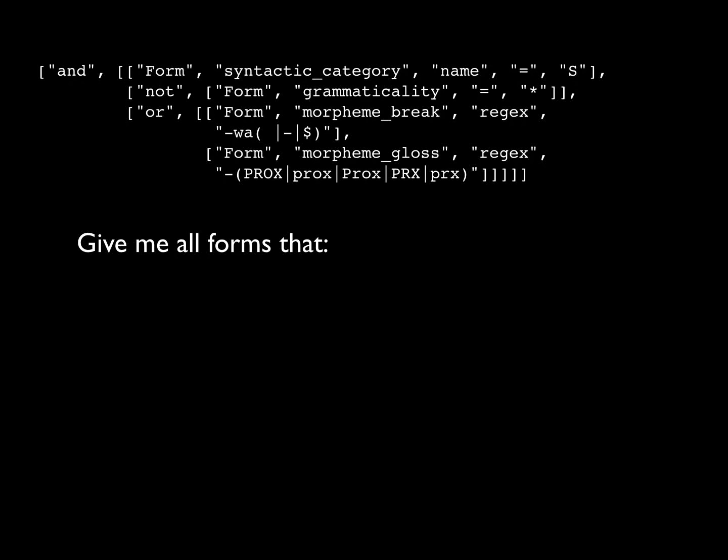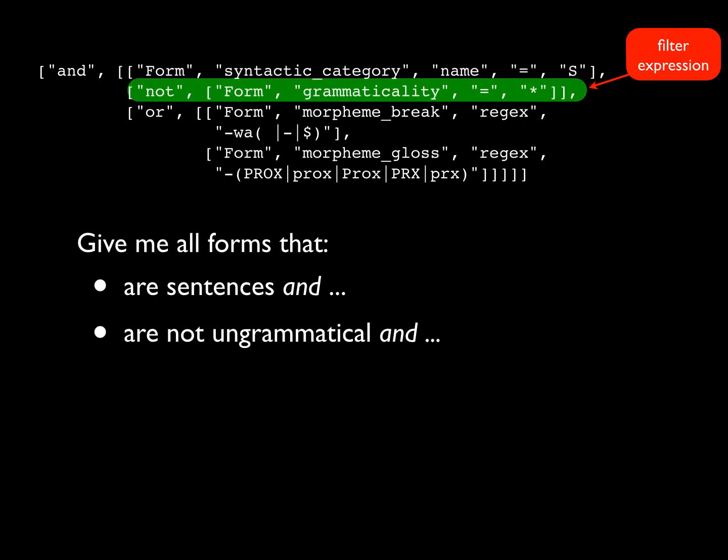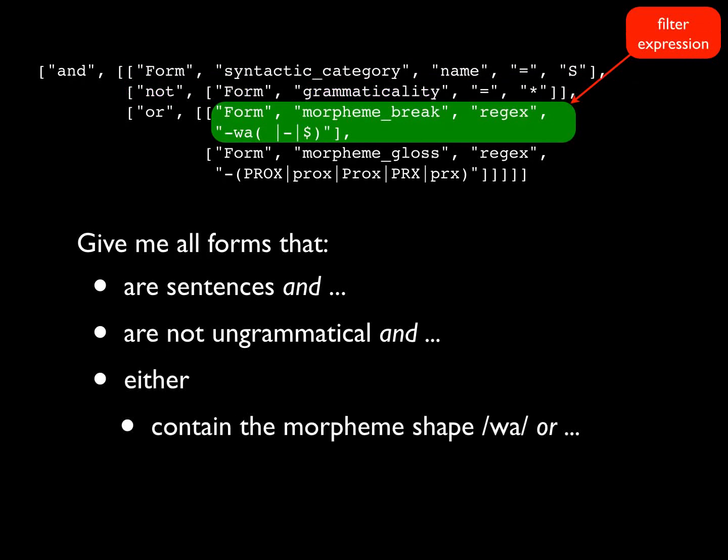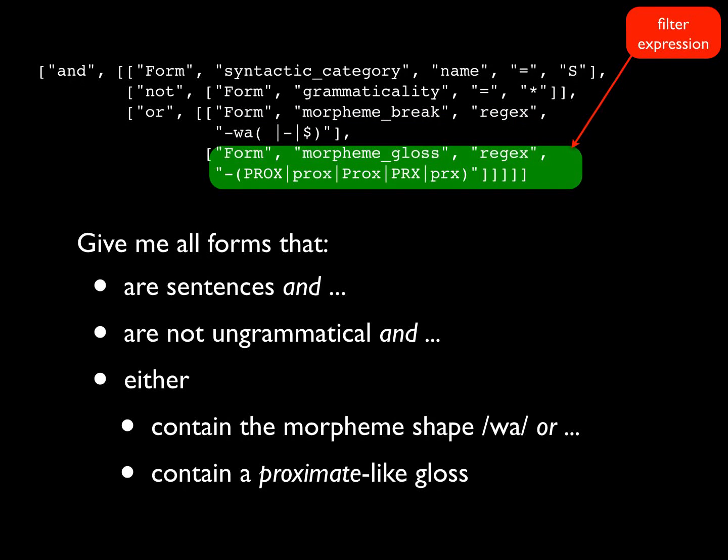The OLD has powerful search functionality. An OLD search is an arbitrarily complex tree structure with Boolean operators as the non-terminal nodes and filter expressions as the terminals. The search expression at the top of this slide requests all forms that are sentences and are not ungrammatical and either contain the morpheme shape wa or contain approximate like gloss. As indicated here, OLD searches can make use of regular expressions. Dative will include a user-friendly GUI for creating these types of searches.